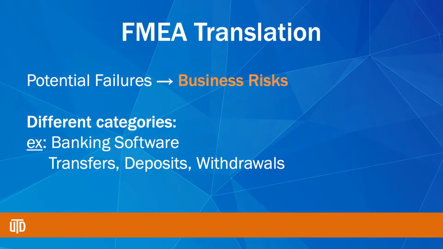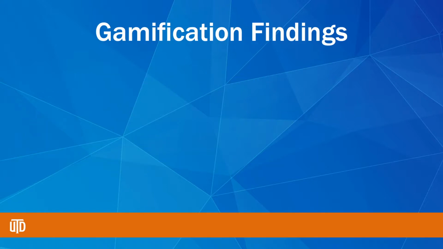However, now we are going to be sorting the FMEA into different categories in order to inspire more thinking and more business risks. For example, if you wanted to apply FMEA to banking software, you might have categories such as transfers, deposits, and withdrawals, and you would have a separate FMEA analysis for all three of those categories.